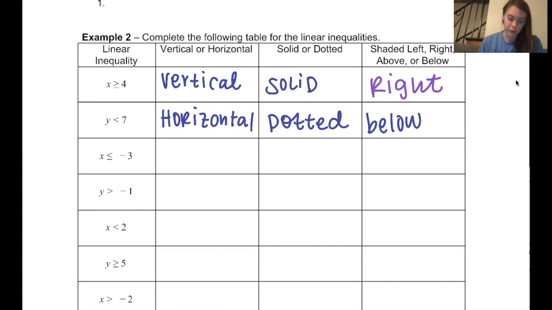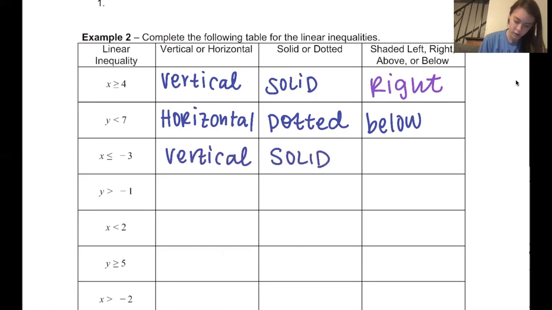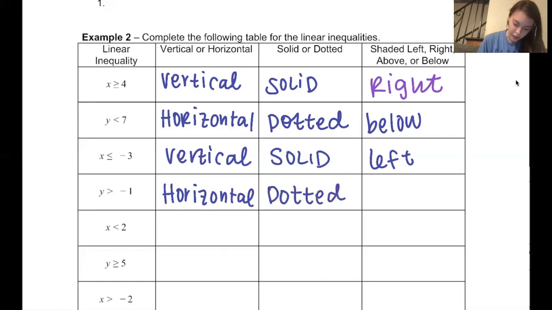Okay, we're just going to keep tracking through these. So this is X, so it's vertical. It's a less than or equal to sign, so it's solid. And then it's less than, so less than left. We can kind of think about it right there. So we are going to graph to the left. Y is greater than -1 is horizontal. It is a greater than sign, but no equal, so it's dotted. And then greater than is going to go above. So all the values above -1.